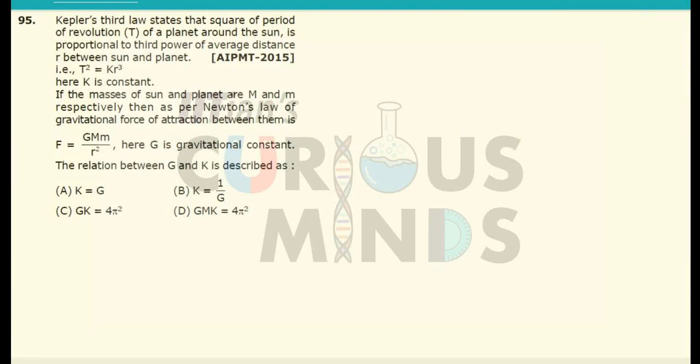Kepler's third law of motion states that the square of the time period of revolution of a planet around the sun is proportional to the third power of the average distance between the sun and the planet. That is, T square is equal to k into r cube, where k is a constant.